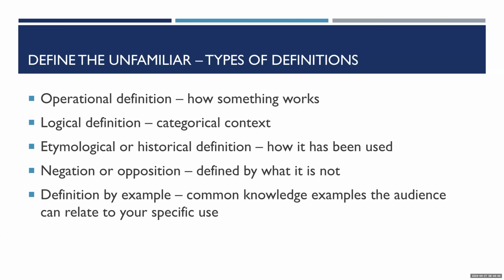You can also define things either by examples or by opposition, which is also kind of an example, but by defining what it is not. So when you talk about 3D printing, you could say this is an additive manufacturing process. While turning and milling remove material, 3D printing adds material. So you can use examples that they already know, either as a contrast or as a comparison, to help the audience better connect with what you're talking about.